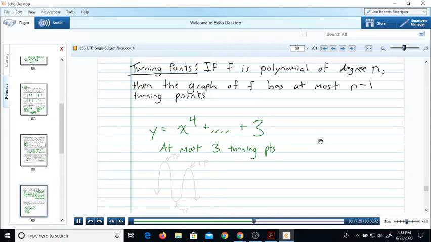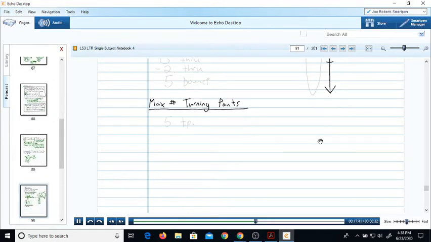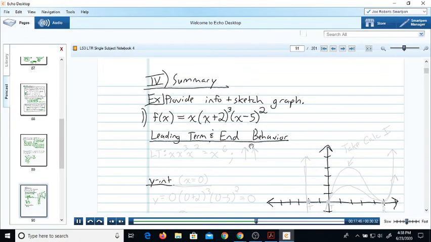Right, so this graph I could have, say, 1 turning point, 2 turning points, 3 turning points. And I can't have any more than that. So that's a turning point, that's a turning point, that's a turning point. So in other words, a 4th degree polynomial can have at most 3 turning points. A 7th degree polynomial could have at most 6 turning points. A 100th degree polynomial could have at most 99 turning points. So in other words, if you want more squiggles, you need a higher degree.